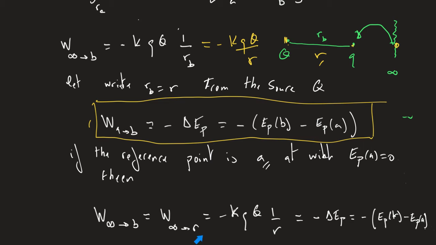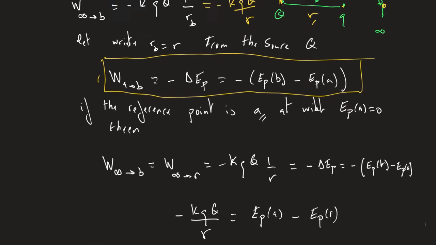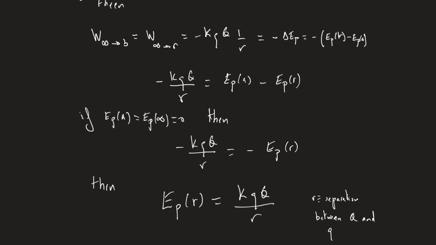The work from infinity is minus kQq divided by r, and this is minus the variation of the potential energy. Minus the variation of the potential energy is the final Ep of r minus initial Ep of A. But Ep of A initial is Ep at infinity. So we have that the work done, minus kQq divided by r, equals Ep initial minus final.